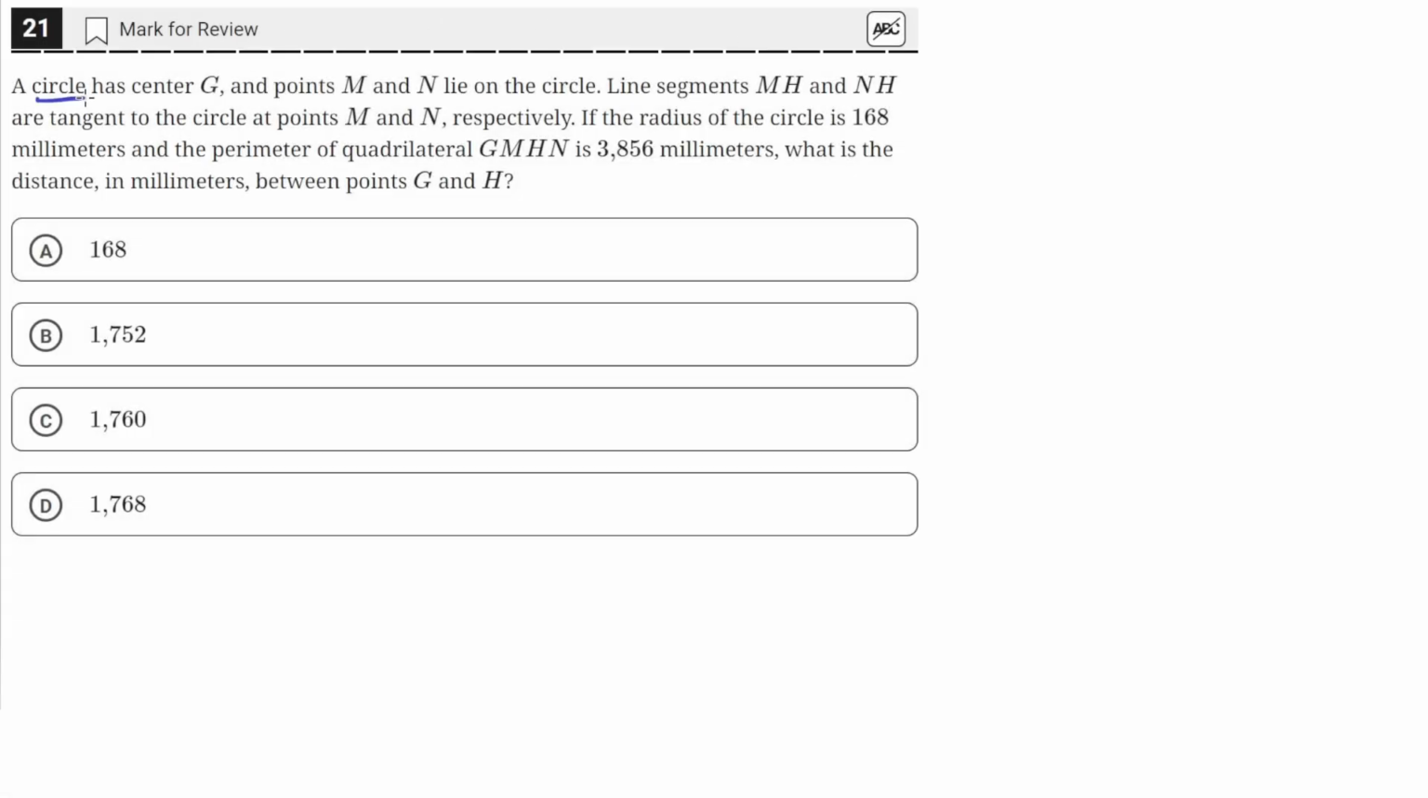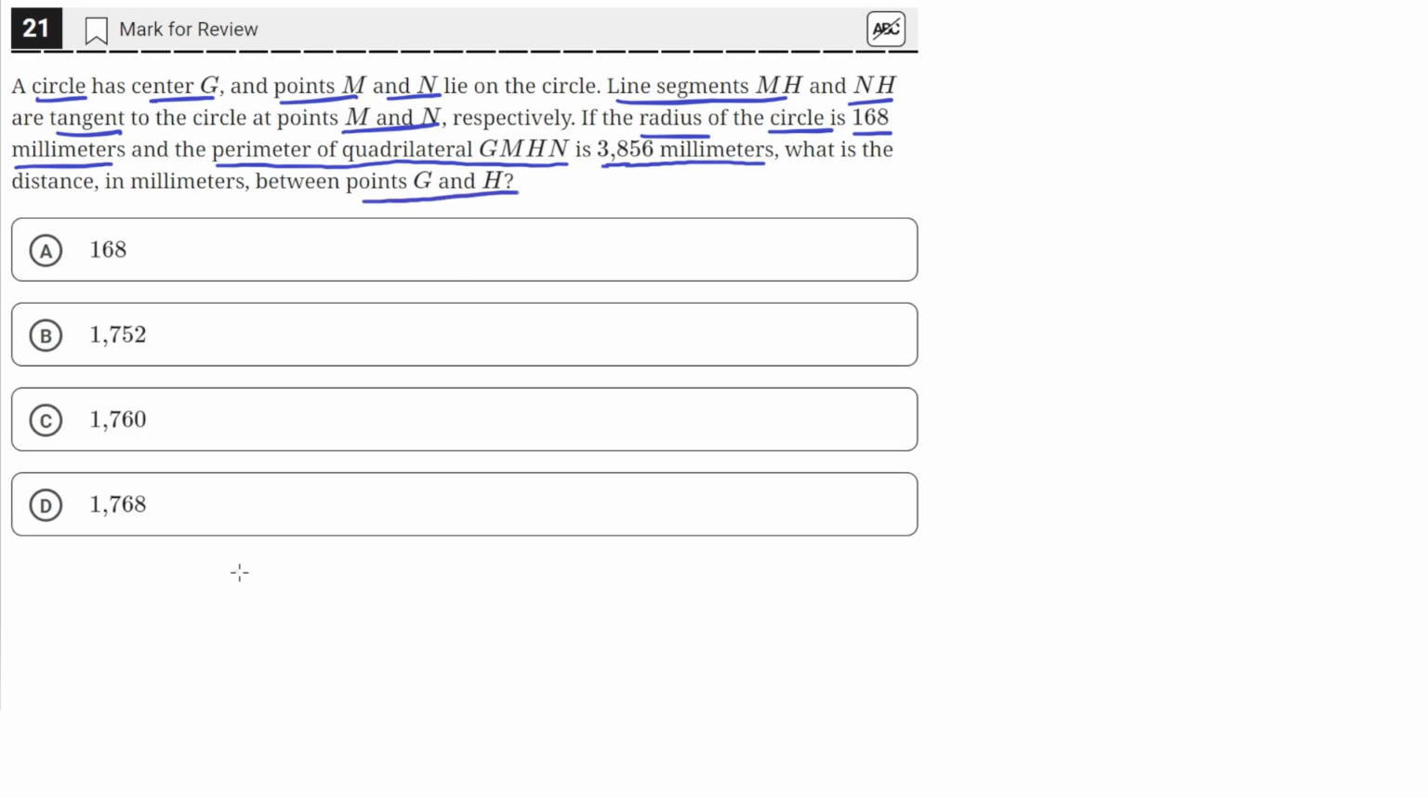A circle has center G and points M and N lie on the circle. Line segments MH and NH are tangent to the circle at points M and N, respectively. If the radius of the circle is 168 millimeters and the perimeter of quadrilateral GMHN is 3,856 millimeters, what is the distance in millimeters between points G and H?